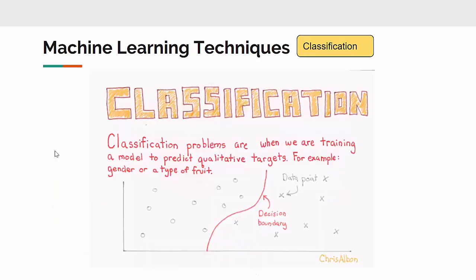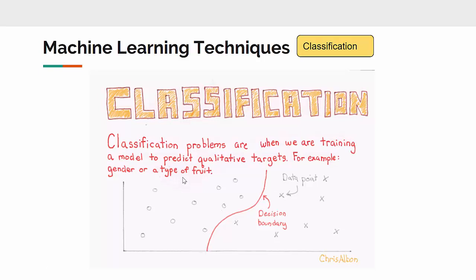Next, we look at the machine learning technique of classification. Here, in classification, we are trying to distinguish between two types of values. In the graph that you see, we are trying to distinguish between the circles and the crosses. And this line that is drawn in red is what separates the circles from the crosses. As a definition, these are problems where we are training a model to predict qualitative targets, for example, gender or a type of fruit, meaning that they are categorical values that these variables can take.